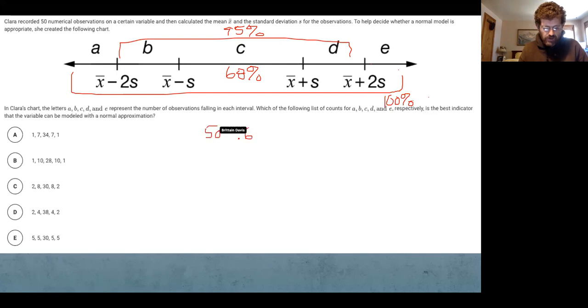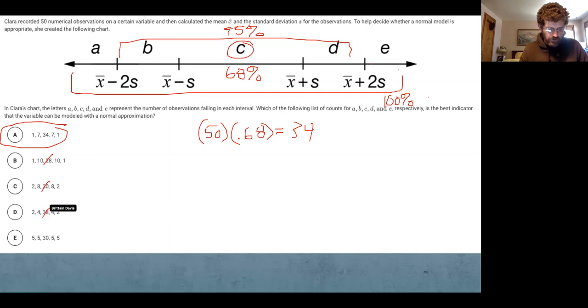With 50 data points, observations, 68% of them should fall in the middle. So I'm going to see what falls in C right here. 50 times 0.68 gives me 34. So in the middle there should be 34, and it looks like A is my answer because none of these are 34. D is close, but there are too many observations in the middle for that one. At this point, I'd be happy moving on if I had other problems to get to.